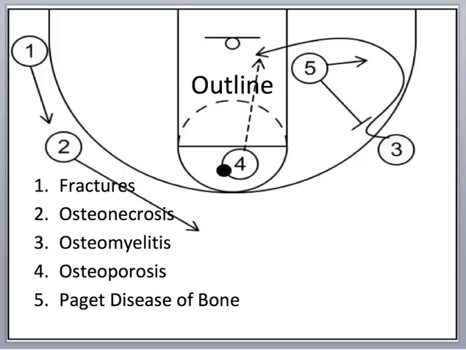So in this chalk talk, we're going to go over the topics in non-neoplastic bone pathology. Number 1, fractures, will pass to number 2, osteonecrosis. Number 3, osteomyelitis, will set a back pick on number 5, Paget disease of bone, and the ball from osteoporosis will be passed to number 3, osteomyelitis, for 2 points.